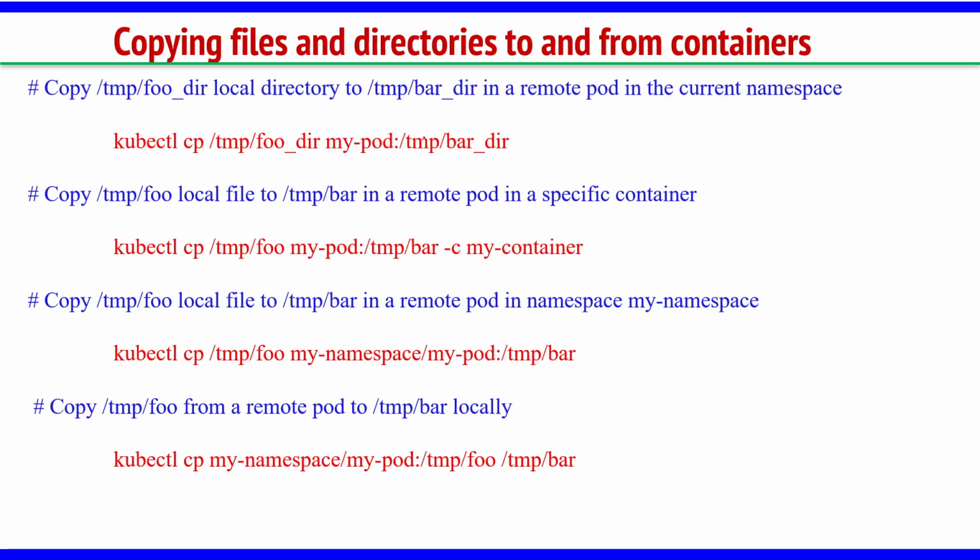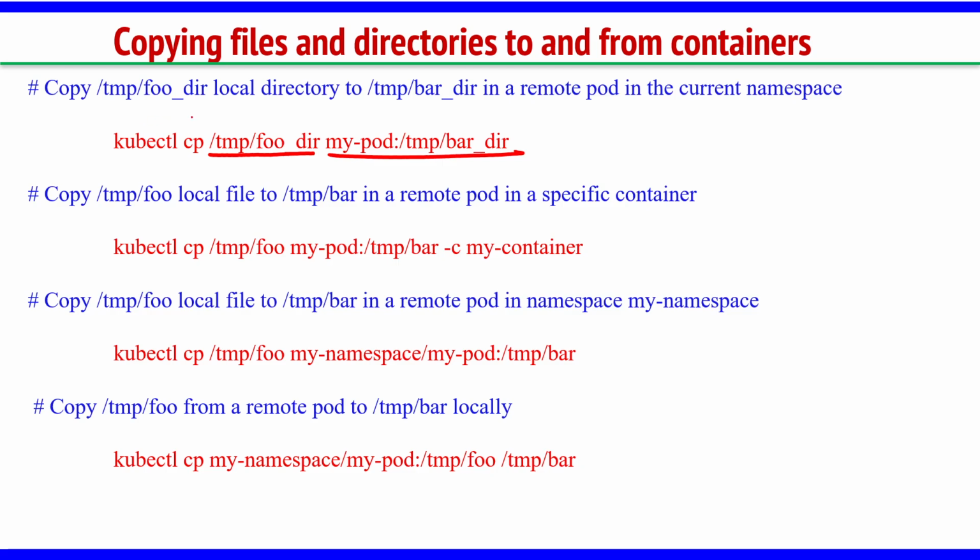The next one is copying files and directories to and from the containers. Inside a container I want to copy some files, I want to change those files, I want to take them from the container to outside or from outside to the containers, right. For example, copy the temp foo directory, local directory, to the temp bar directory in a remote pod. So the command is very simple, kubectl cp from this source, my pod colon, to this destination. So copy, this is the source and this is the destination.